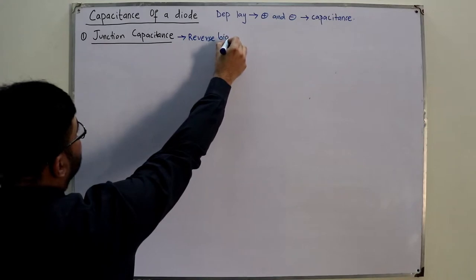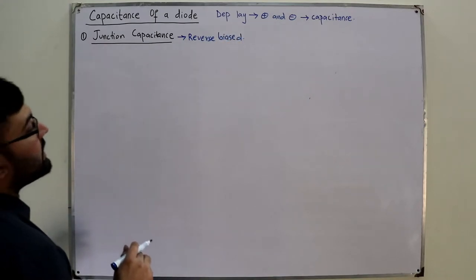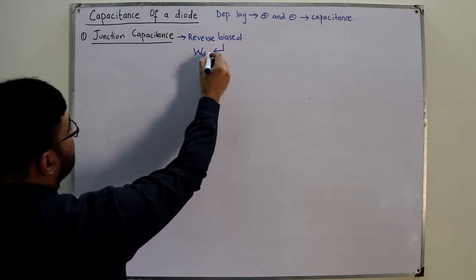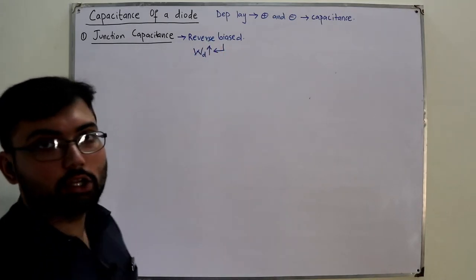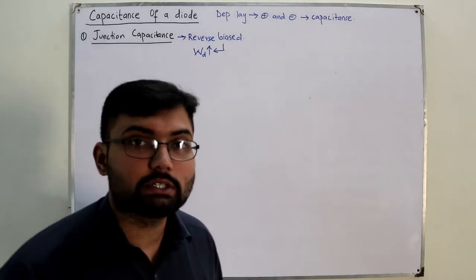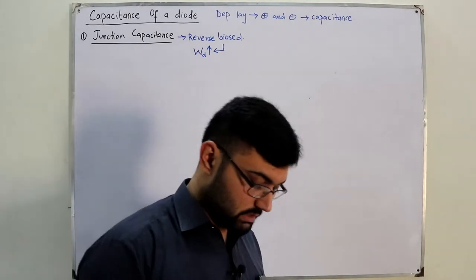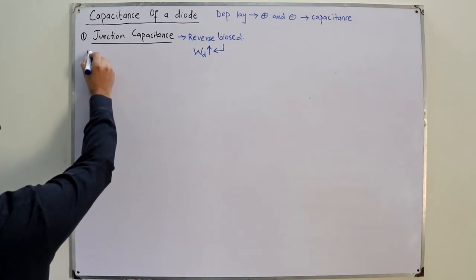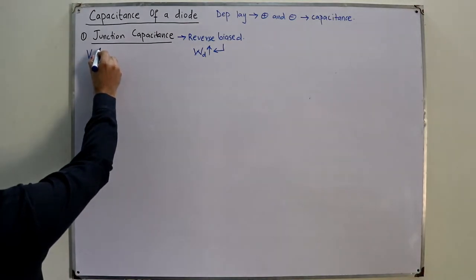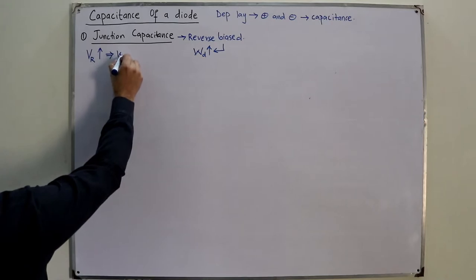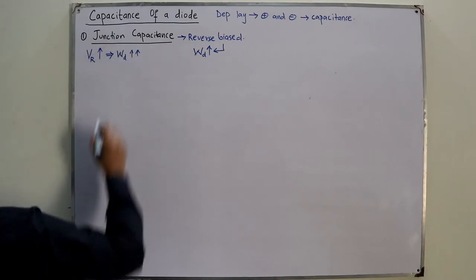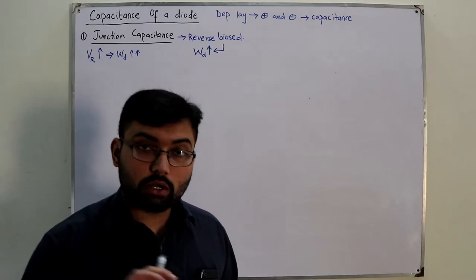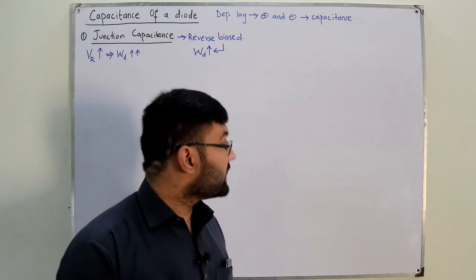Now you know very well that when a diode is reverse biased, the width of the depletion region would increase. Then the no biasing case, you know what the width of the depletion region is. We've seen how and why it increases. If you further increase the reverse bias voltage, the width of the depletion region would further increase. And if the width further increases, this means you have more positive ions and more negative ions, right?